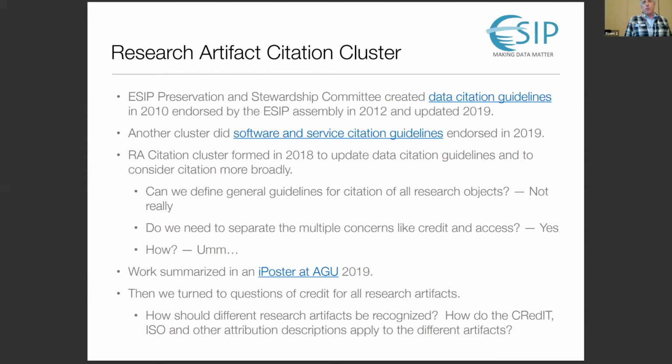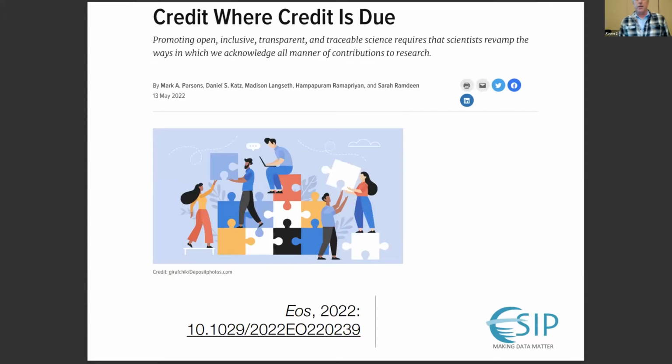After that, we really turned to the issue of credit: how these different artifacts should be recognized, and whether the CRediT taxonomy, which some of you may have heard of and which is used by many journals to specify the different roles used in producing a paper, would apply to other artifacts, or whether there are perhaps other taxonomies. The work we did resulted in this article in Eos. I recommend you all check it out.